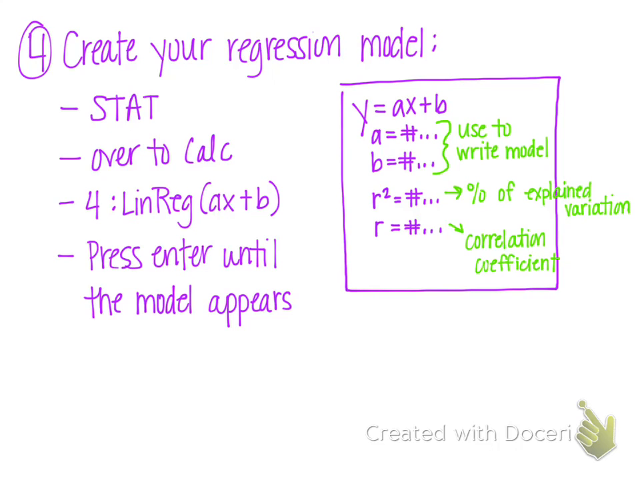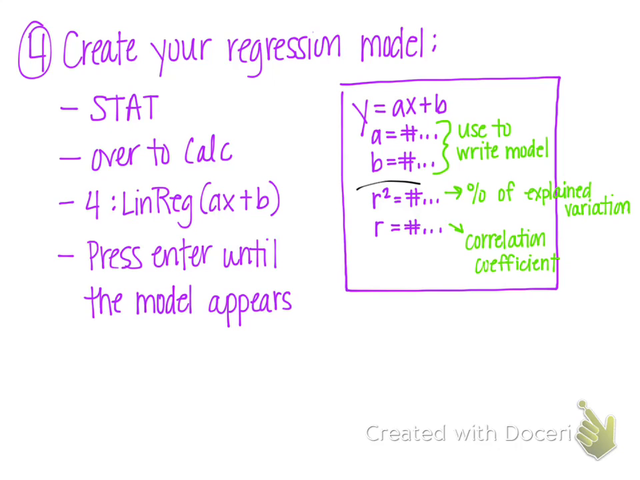Some of you are using different calculators and you have to press Enter different times. So just press Enter until you have something similar to what I have over here. This is my little fake screen because I don't have the calculator to pull out in front of you. At the top will be y equals ax plus b. Then you have all of this stuff. Now your a and your b, this is what we use to write the model. So all you do is plug in the a and the b for the model.